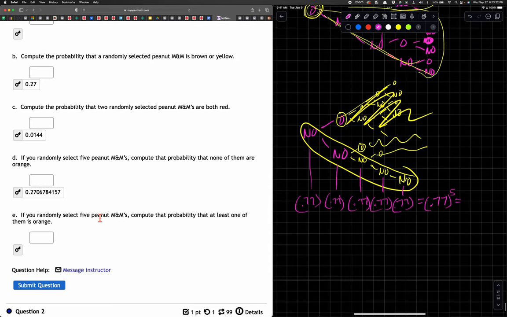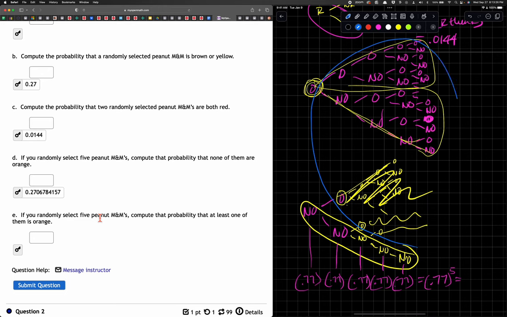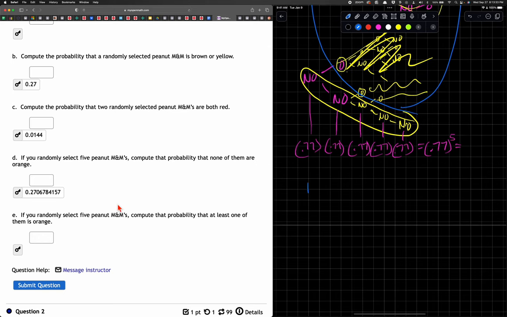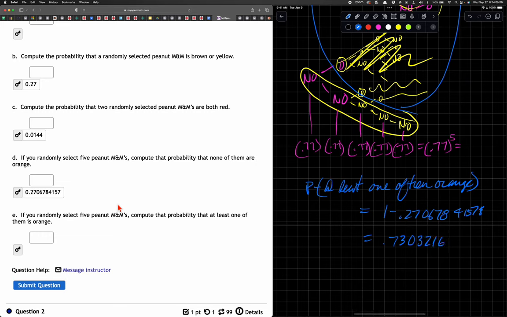In all of these other branches up here, at least one of them is orange because it excluded them from the none of them are orange. So this one is just 1 minus the probability that none are orange. The probability of at least one orange is equal to 1 minus 0.2706784157, which is 0.7293. Doing a subtraction in my head. Okay, 0.7293.